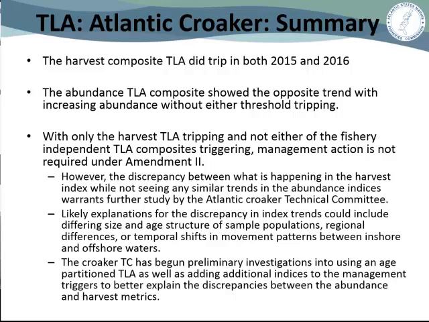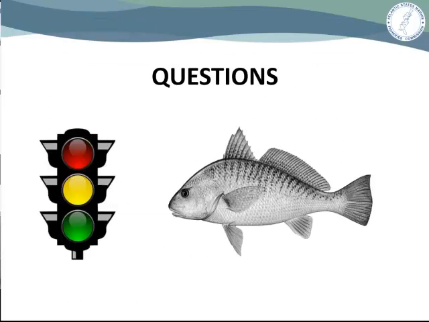So the Croaker TC has begun some preliminary investigation into using some age-partitioned traffic light analysis, which we're going to cover a little bit after this, to see if we could get better clarification of synchrony between the indices to maybe help us see what's going on better. And that is it for the Croaker traffic light. And we can just continue on.